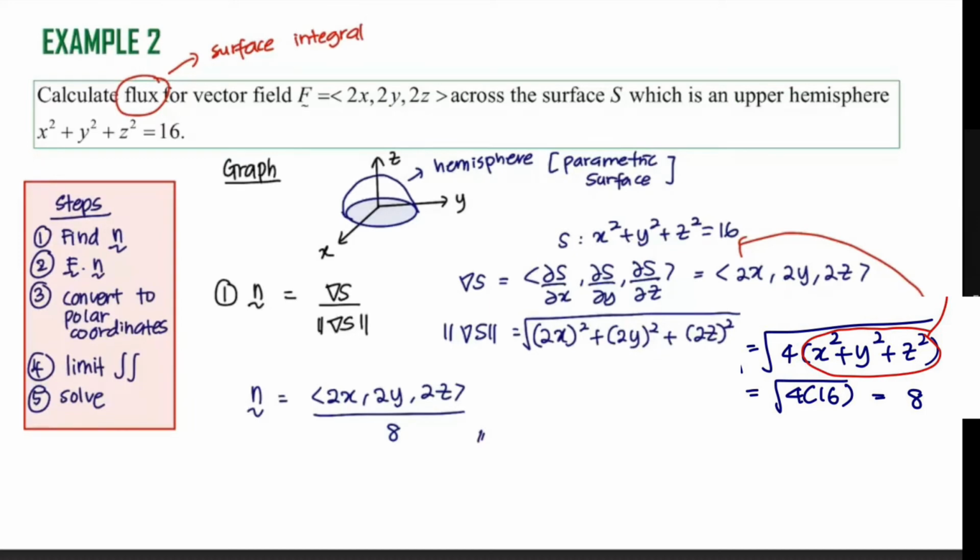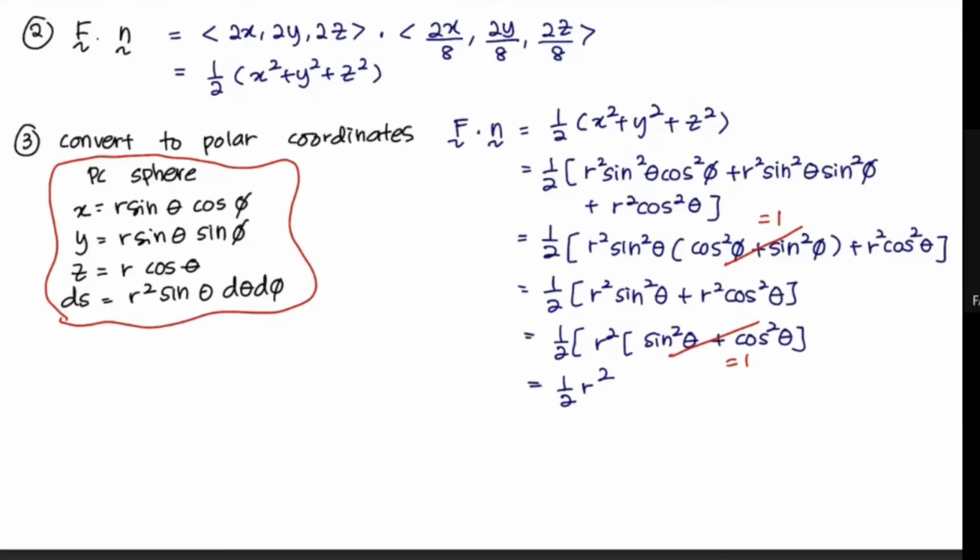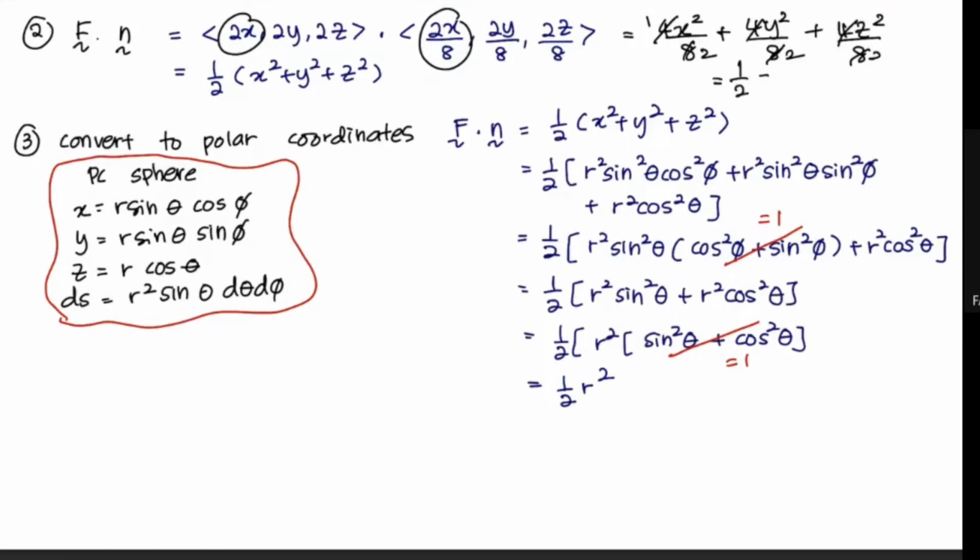Next, find F dot n. F dot n is 2x multiplied by 2x over 8, and then 4y square over 8 plus 4z square over 8. Then simplify: 1 over 2, 1 over 2 over 2. And factorize. Then we get this answer.